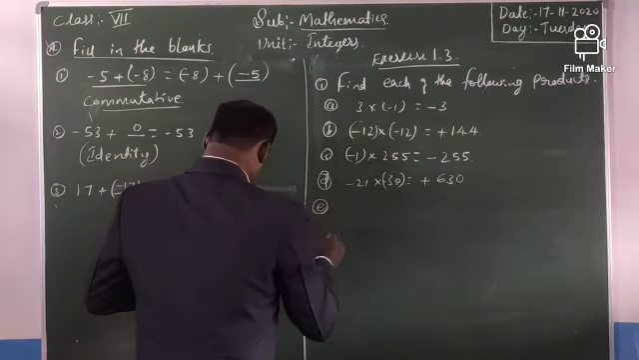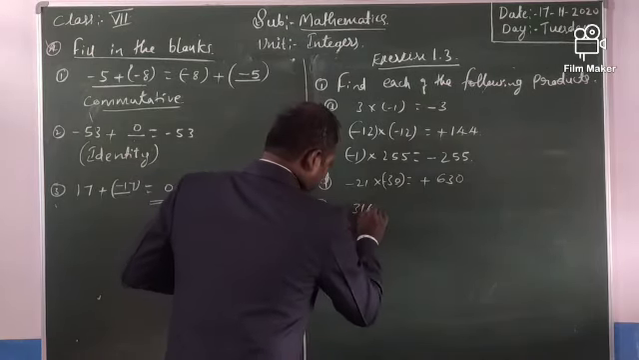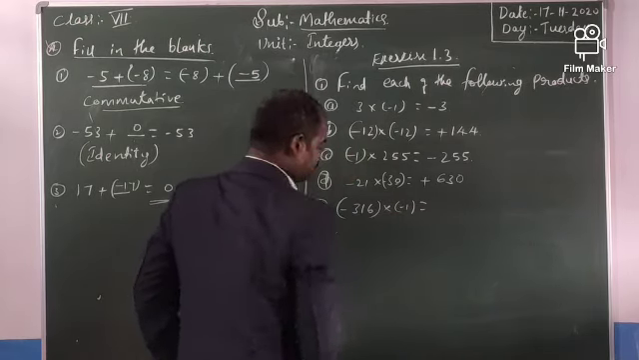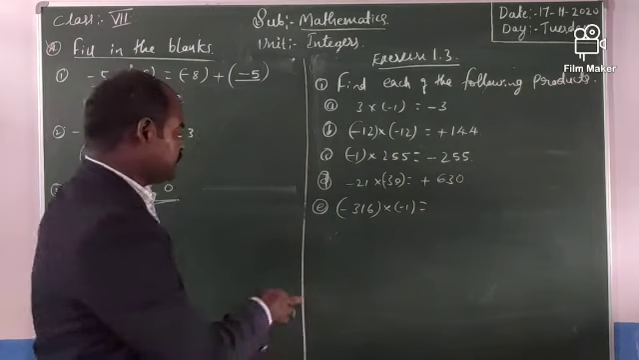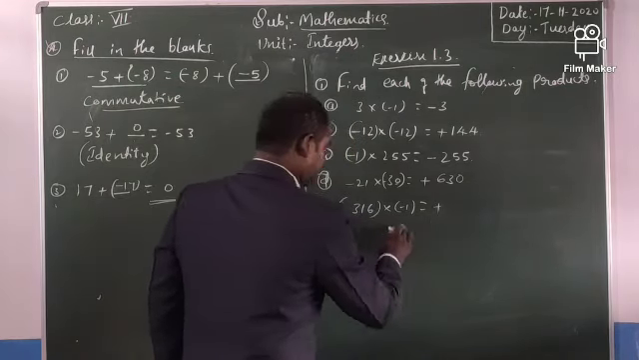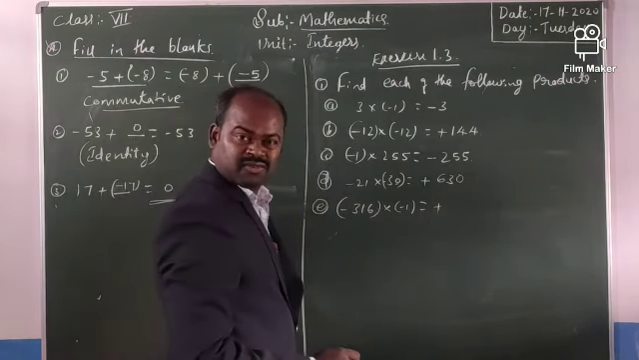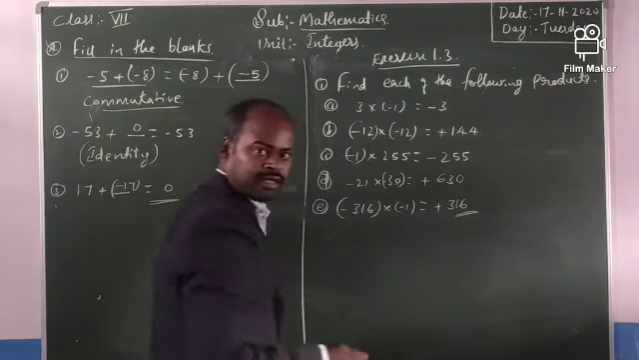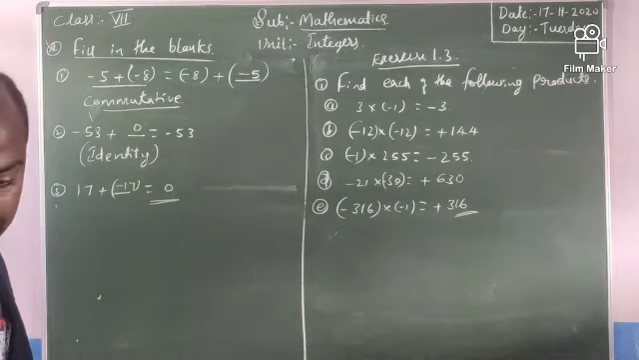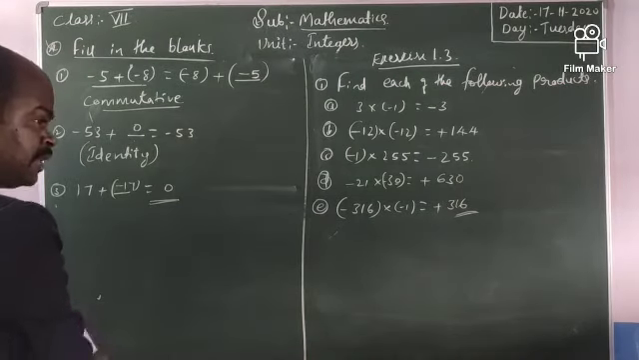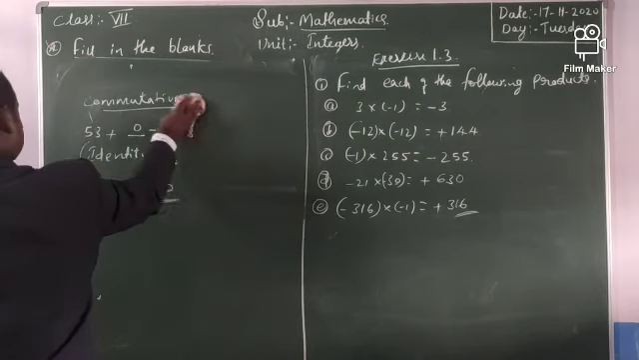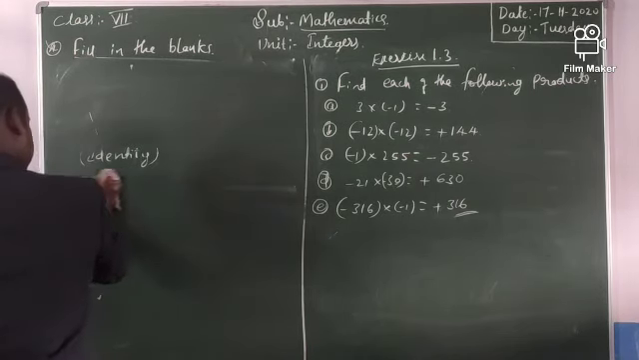Next, minus 316 into minus of 1, which is equal to multiplication of minus into minus is plus 316. 316 ones are 316. Okay, hope you all understand. The rest of the problems we have to solve in that manner. Now we will go to another example.